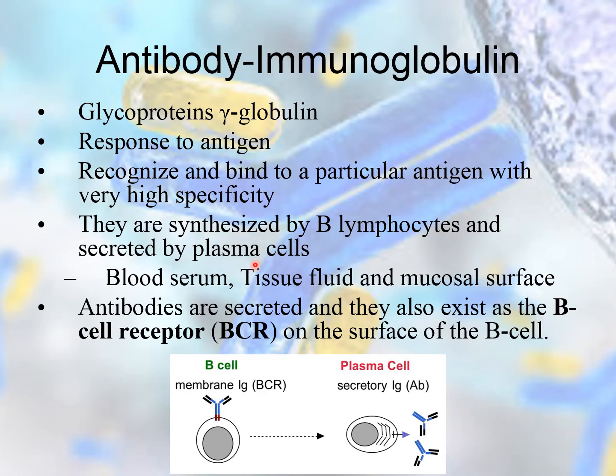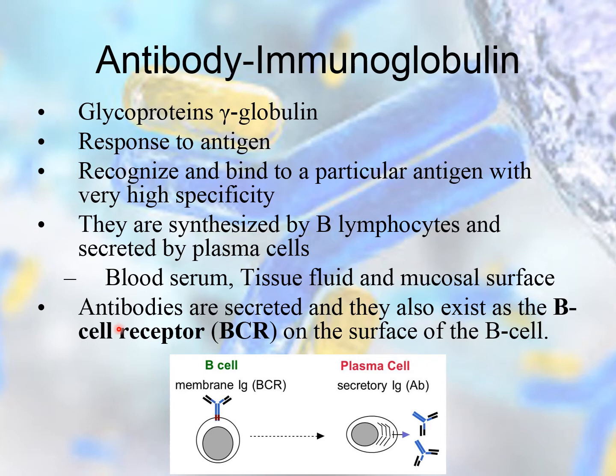So these antibodies can be present in the blood, in the tissue fluid, in the gastric and mucous secretion, in breast milk. They are used by the immune system to identify and neutralize pathogens such as bacteria and viruses. And they also mark the microbes for destruction by phagocytosis before they can infect any cell.